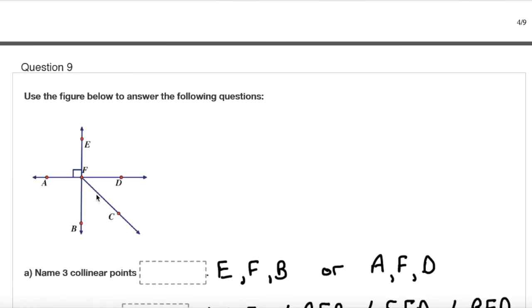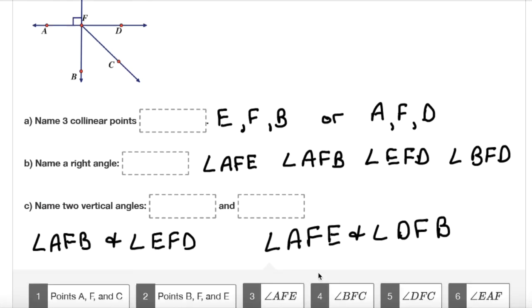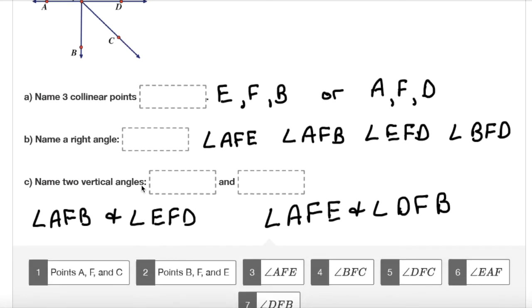Question 9. Need 3 collinear points. I gave you the 2 choices. Well, points E, F, and B. E, F, and B are on the same line, and A, F, and D are on the same line. And then you have to find out which one on the bottom would go into that drag and drop box.